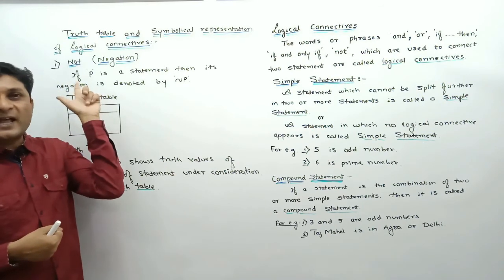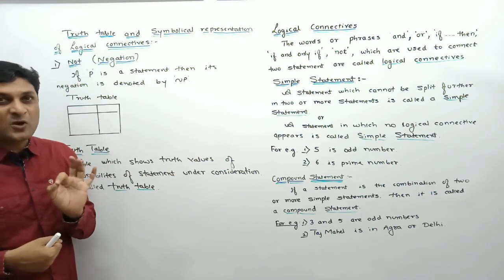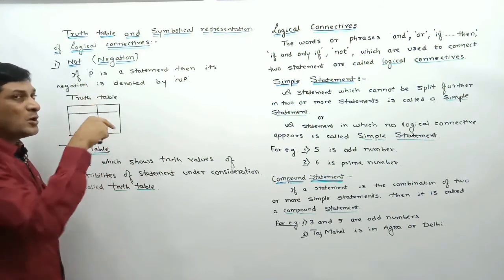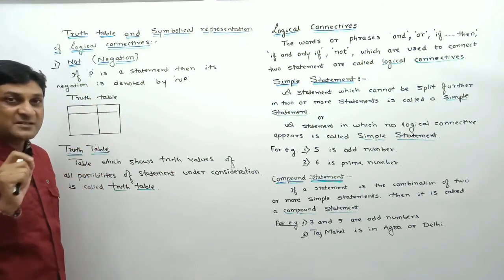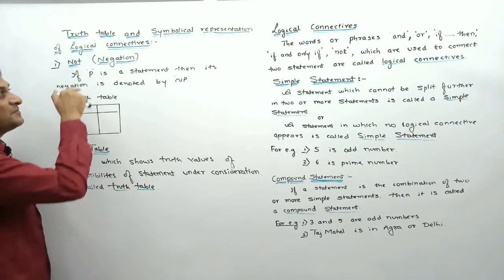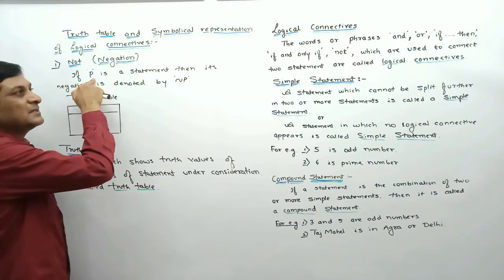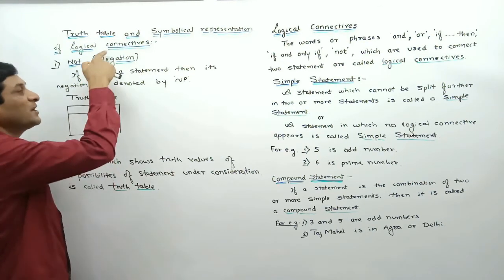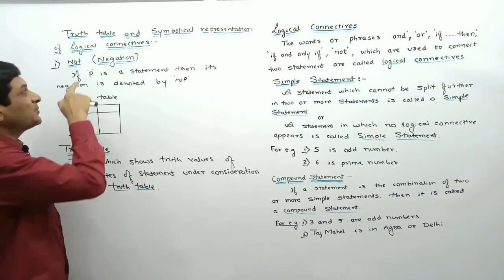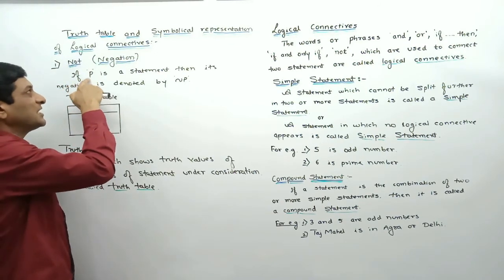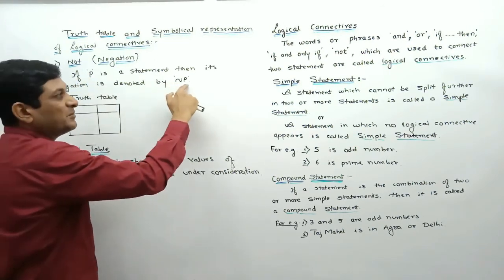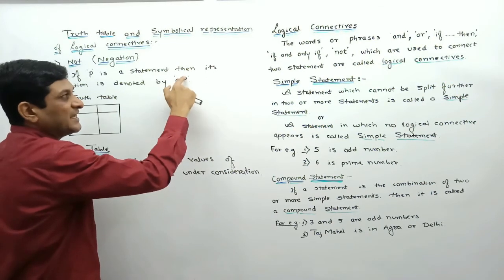Not is also called negation. What is the alternate word for not? Negation. And statements, as we have already seen in the last video, are denoted by small letters like P, Q, R, S, etc. If I am denoting the statement by P, then its negation, negation means not. If we are using not in this statement, meaning if we are finding the negation of this statement, then symbolically it will be denoted by this notation, negation P.